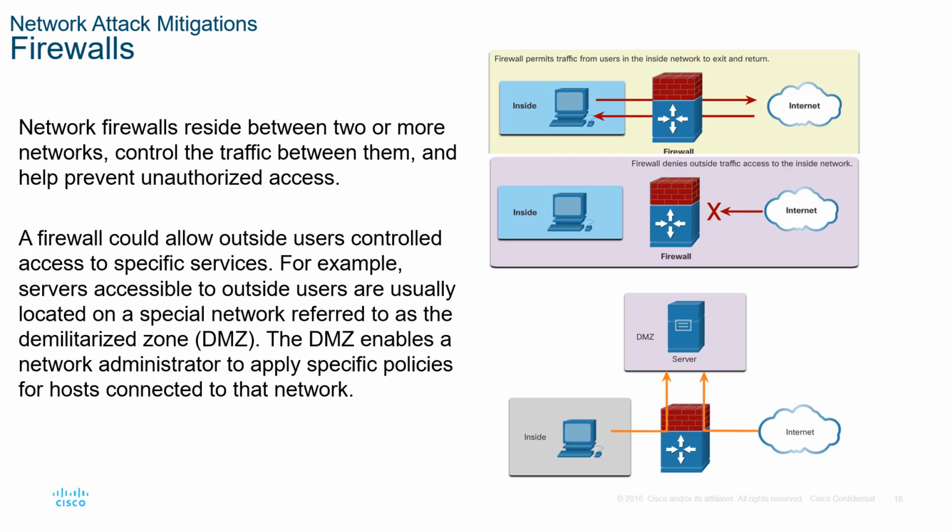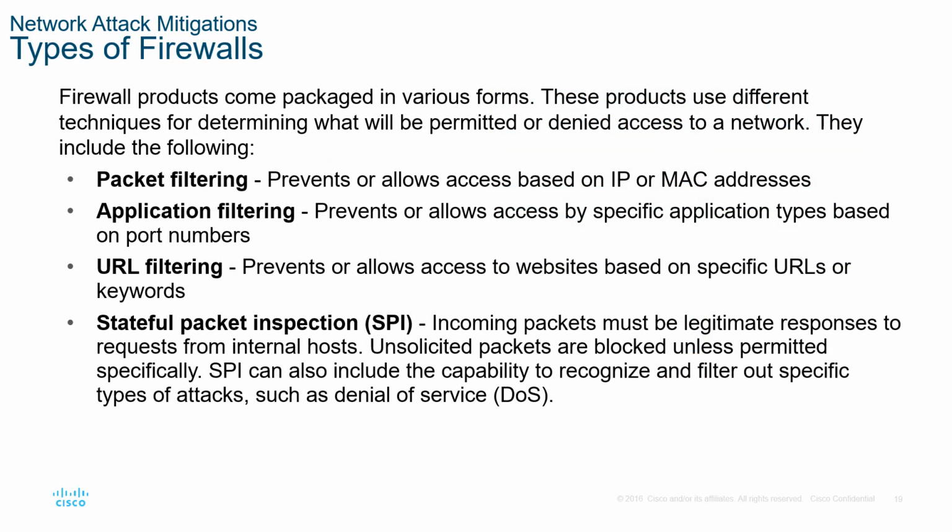One issue is that when we say firewall, there are many types of firewalls. We have a packet filtering firewall, an application filtering firewall, a URL filtering firewall, and a stateful packet inspection type firewall. Packet filtering basically allows us to look at packets based off of IP, or frames, MAC addresses, and filter based off of that. Application allows us to be more granular on the application or on the port number. URL filtering prevents or allows access to websites based off of the URL or based off of a keyword.